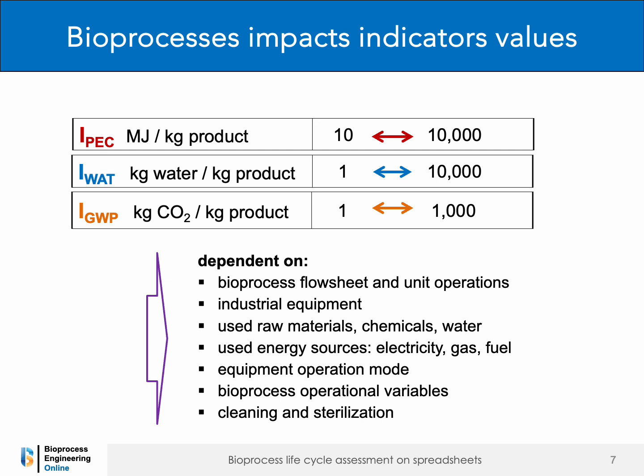Indeed, these environmental impact indicators are influenced by various factors, including bioprocess flow sheet or sequence of unit operations, the industrial equipment utilized, raw materials, chemicals, and water used, energy sources such as electricity, gas, or fuel, equipment operation modes such as batch or continuous, bioprocess operational variables like concentrations, flow rates, and temperature, and equipment cleaning and sterilization procedures.